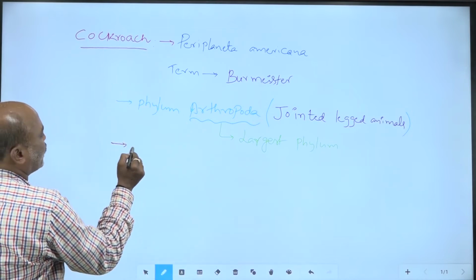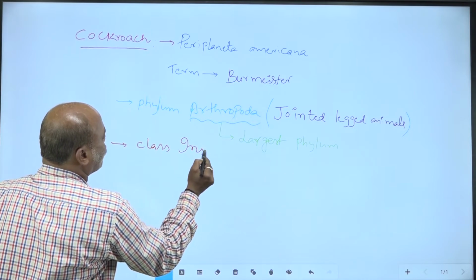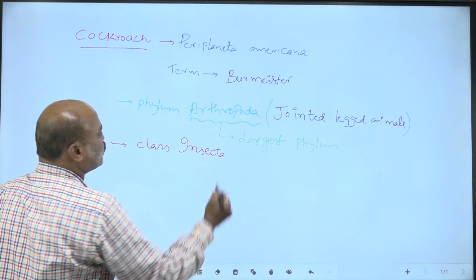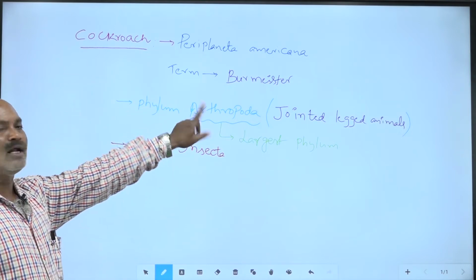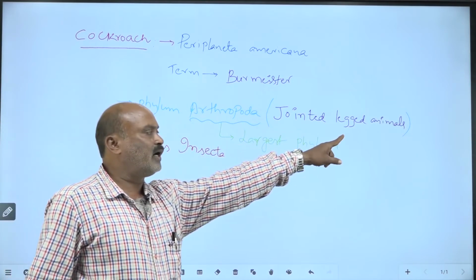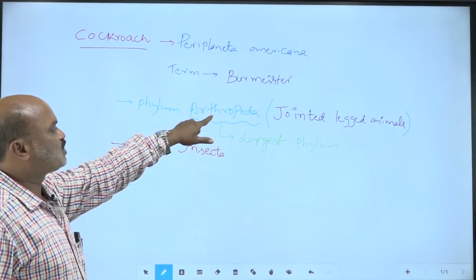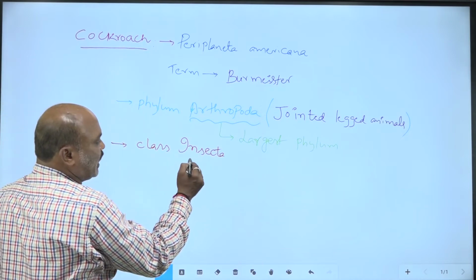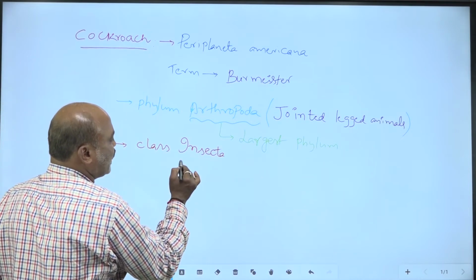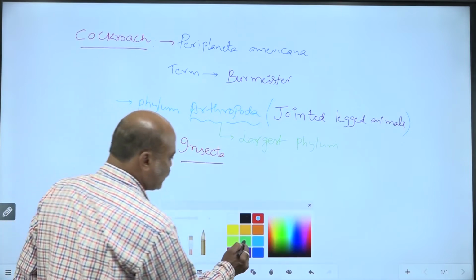In the same way, the cockroach belongs to the class Insecta. So why does it belong to phylum Arthropoda? It has the jointed appendages. That is the reason cockroach belongs to phylum Arthropoda. So cockroach belongs to the class Insecta. The reason is what?